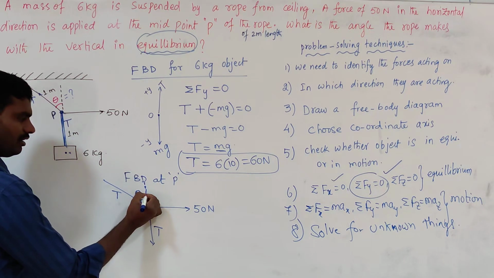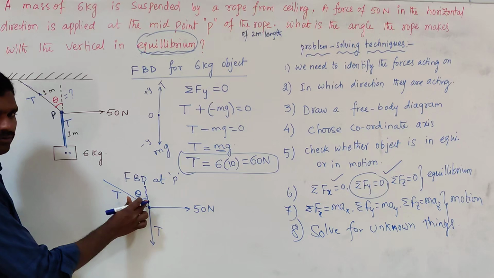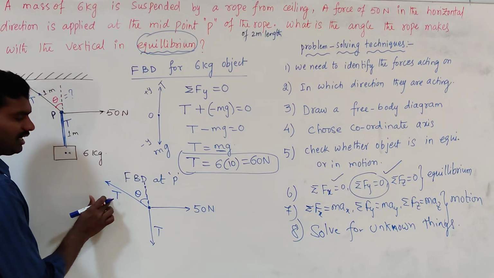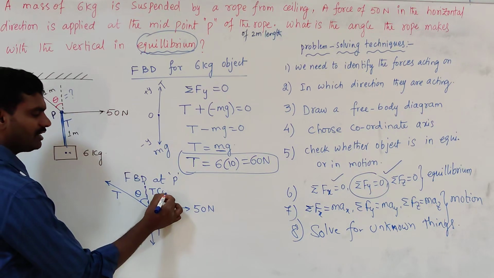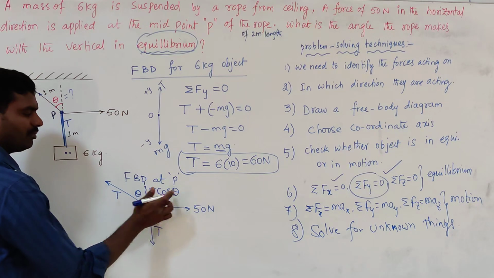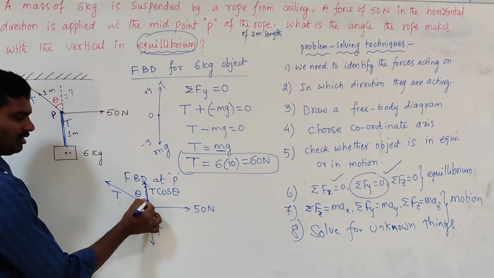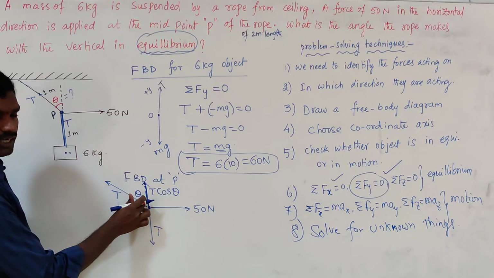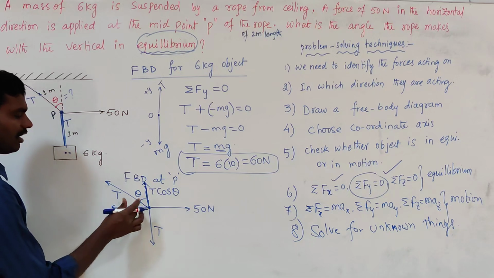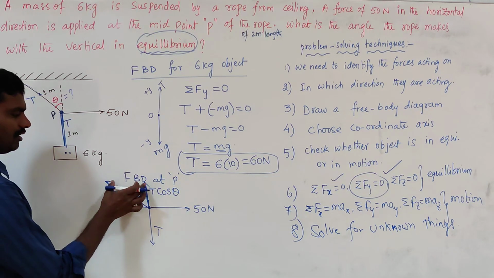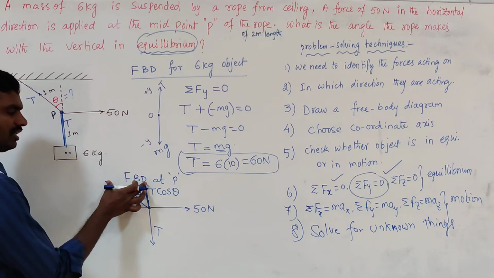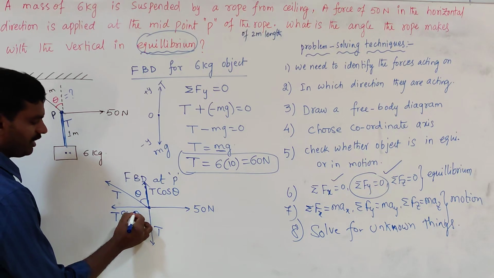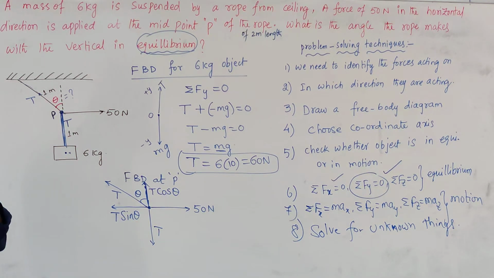So here this is the adjacent side for theta, and the magnitude of the force is T. The adjacent side always goes with the cos theta term. So this component will become T cos theta, because this is adjacent to theta. And this is the opposite side to theta. This one and this one are equal. So the opposite side will become T sin theta. So we resolve it into components.